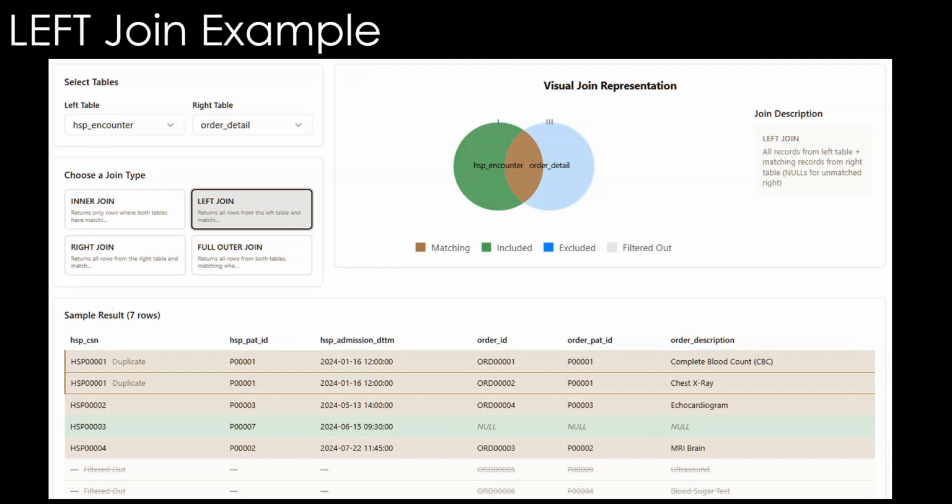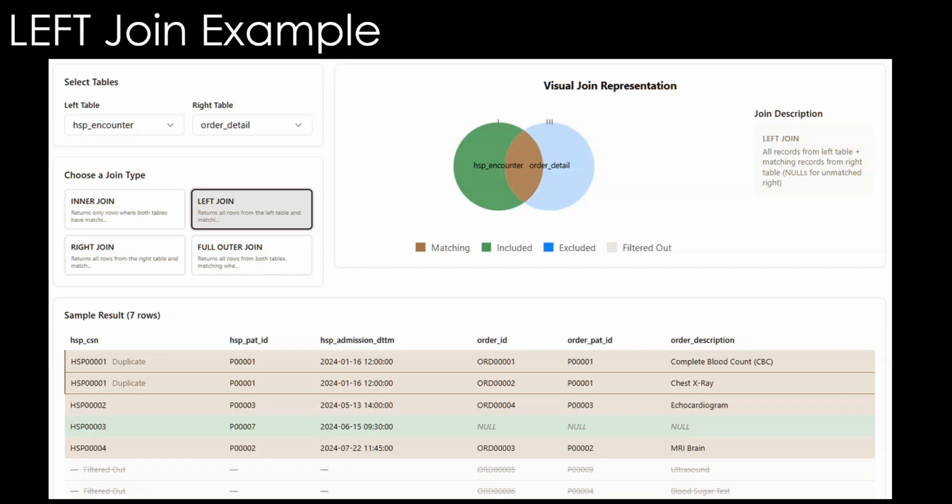So let's move on. Now we are taking a look at a left join between these same 2 tables. What would happen if we took the left table of hospital encounter, the right table of order detail, and said, give me a left join?